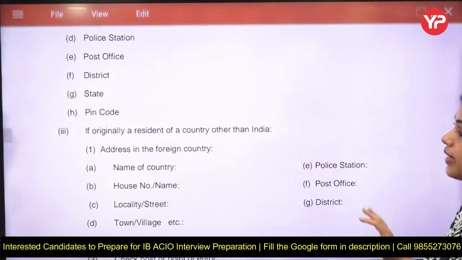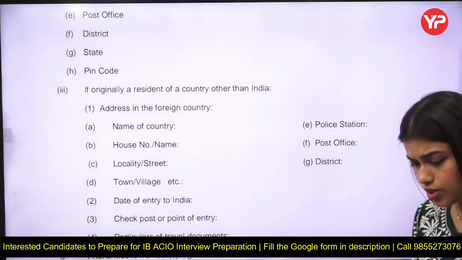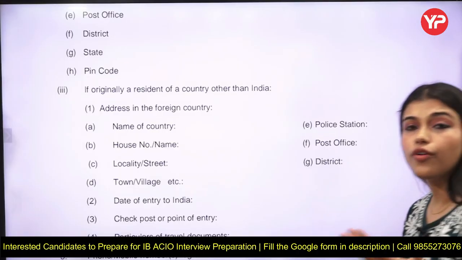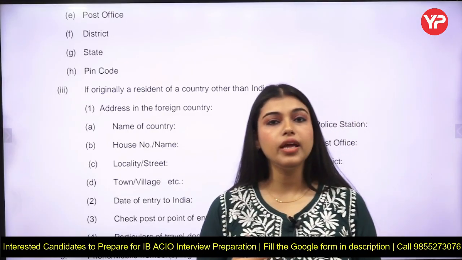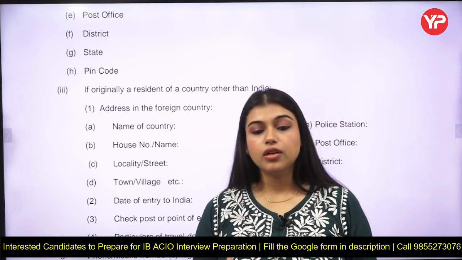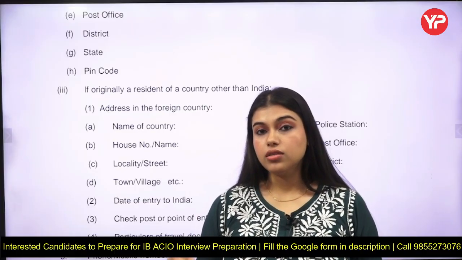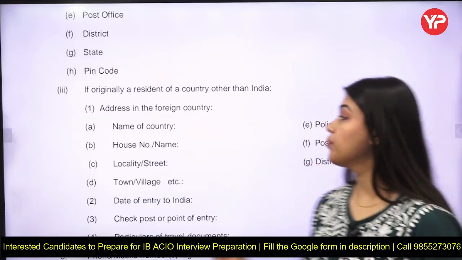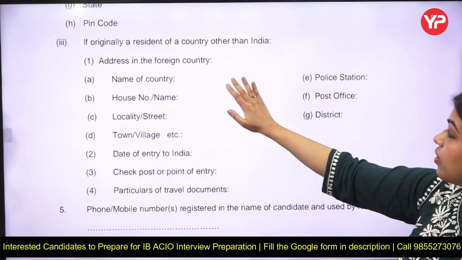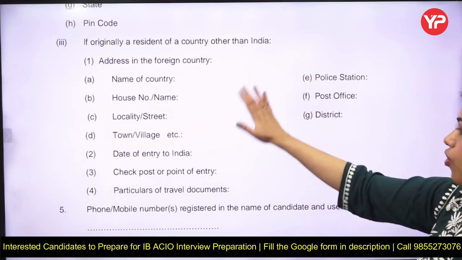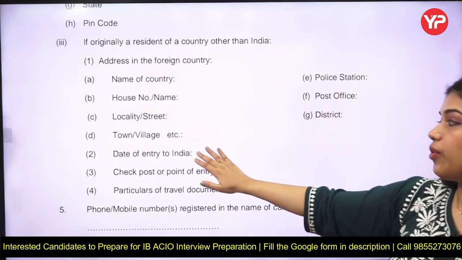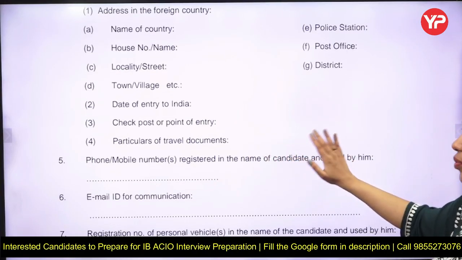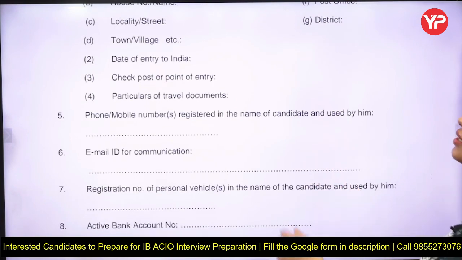Alright, next, it is very much possible that you are originally a resident of a different country. You could be of Nepal, you could be of Bhutan, you could be of any country, right? So if you are a resident of a different country, you are supposed to fill in these details, the address of your original country. We will fill in the name of the country where you belong and all the address details there, the date of entry when you entered India, check post or point of entry, and any travel documents you have as proof. You will submit everything here.